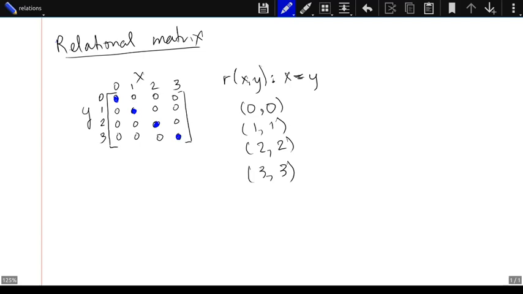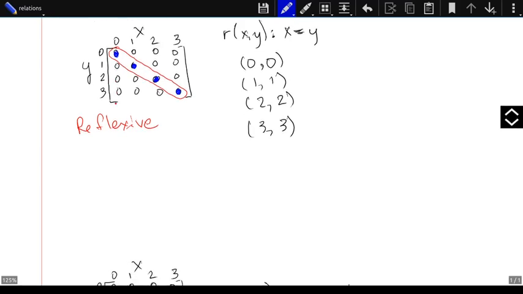Now notice that we have this diagonal that is formed, and that diagonal across the center of our relational matrix is the visual indicator that this is reflexive. As long as that diagonal row of dots in the center is filled in, the relation is reflexive.